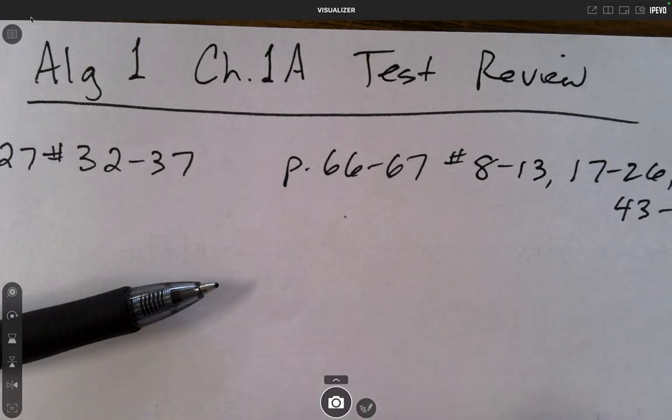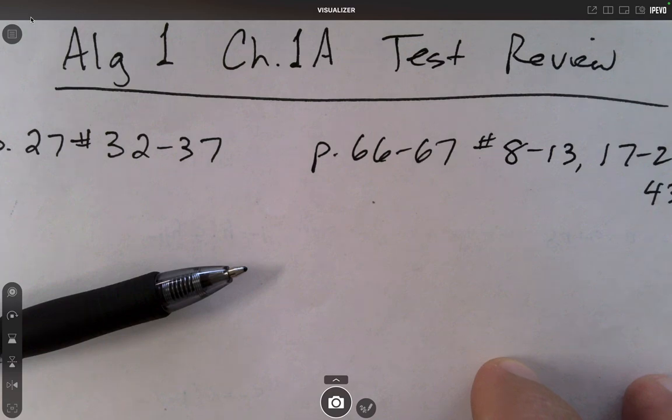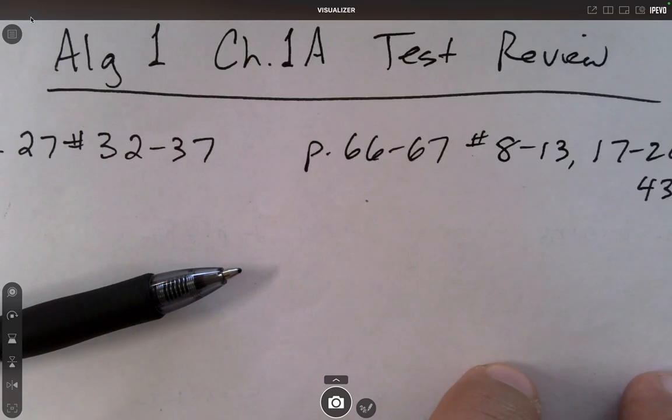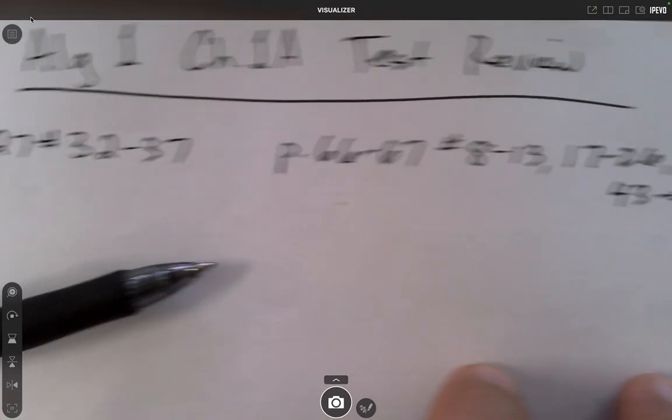This is the review, the bonus work for Algebra 1, Chapter 1A, that's sections 1.1 through 1.4. And the review is not necessarily quite in the order of the sections, but it does cover them.